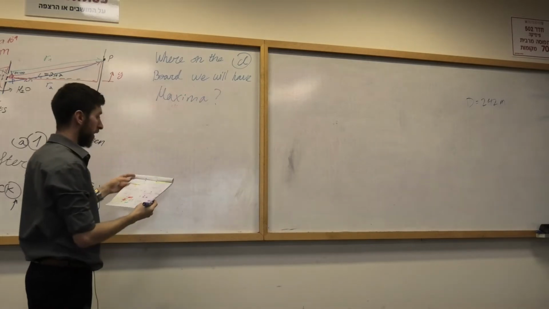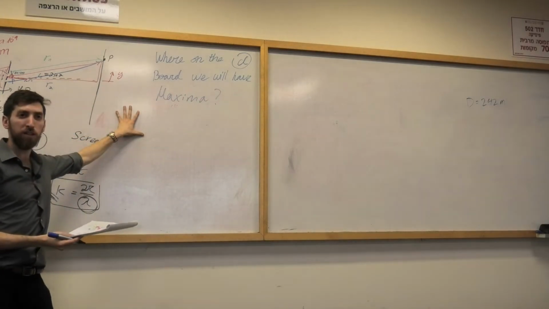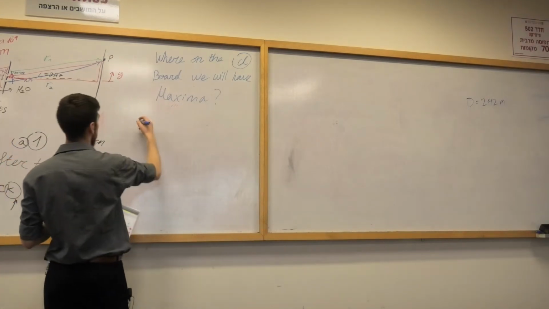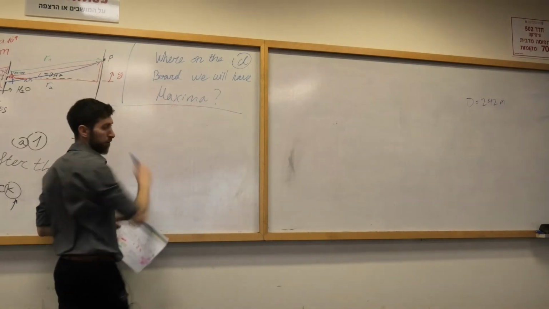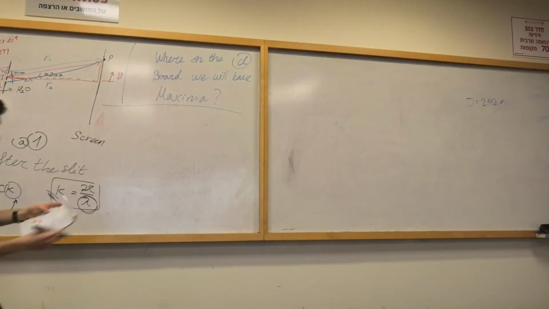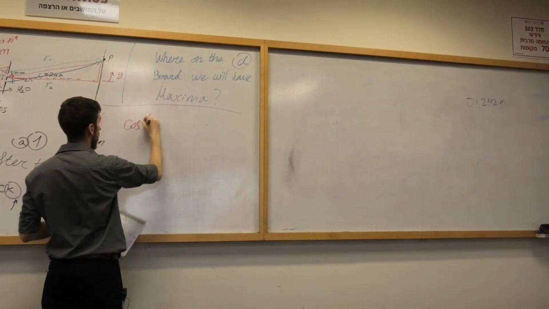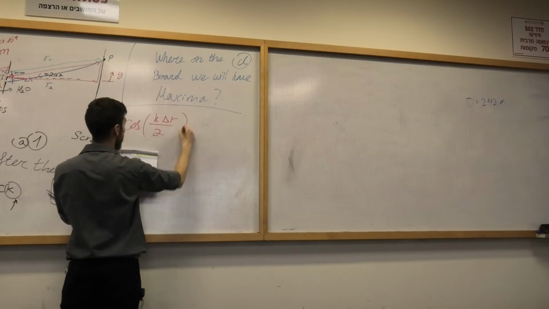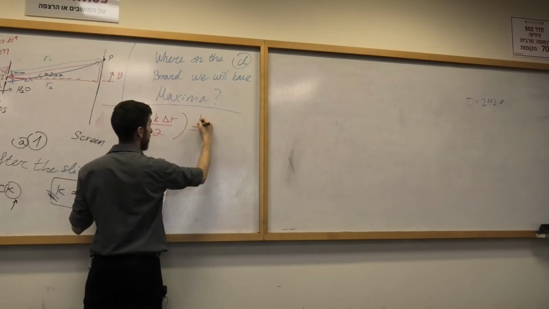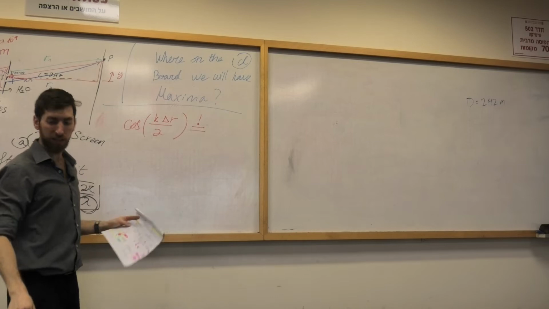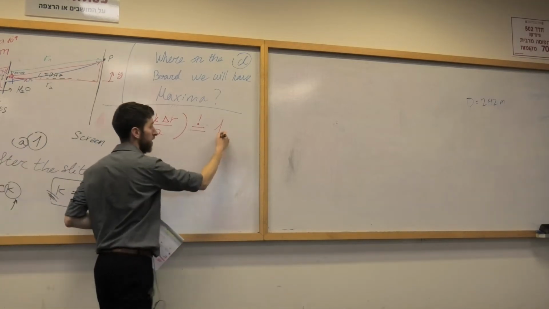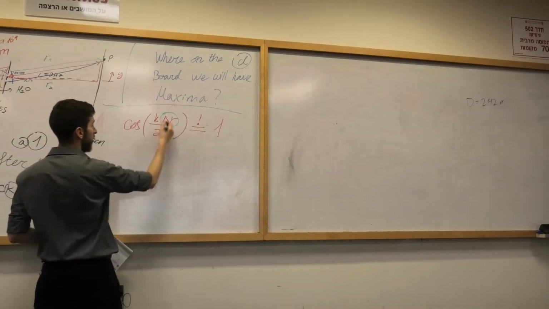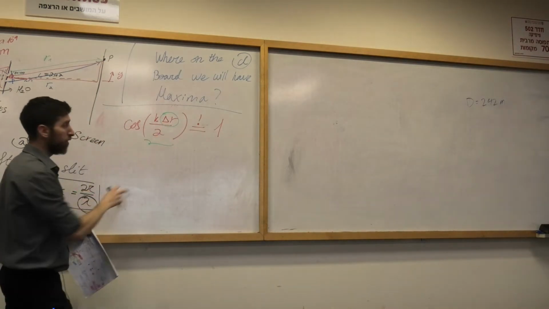Okay? What location? That's going to happen only when cosine is equal to 1. Exactly. So I'm going to look at the cosine term. So we're going to have this here: cosine of k delta R divided by 2. I want you to tell me, what is the strongest value that cosine can have? Exactly, 1. And we already know what is delta R.